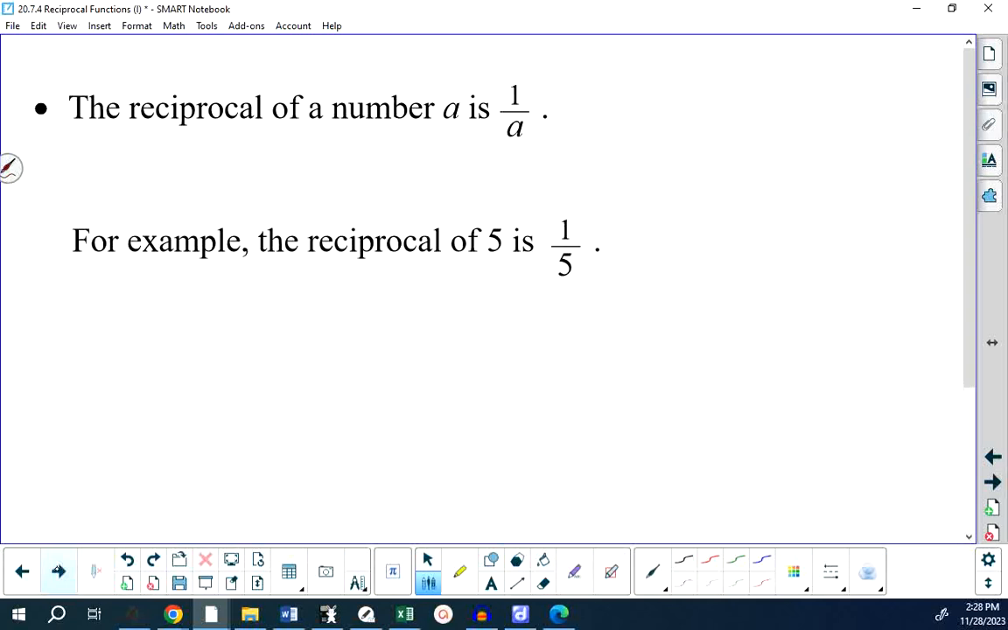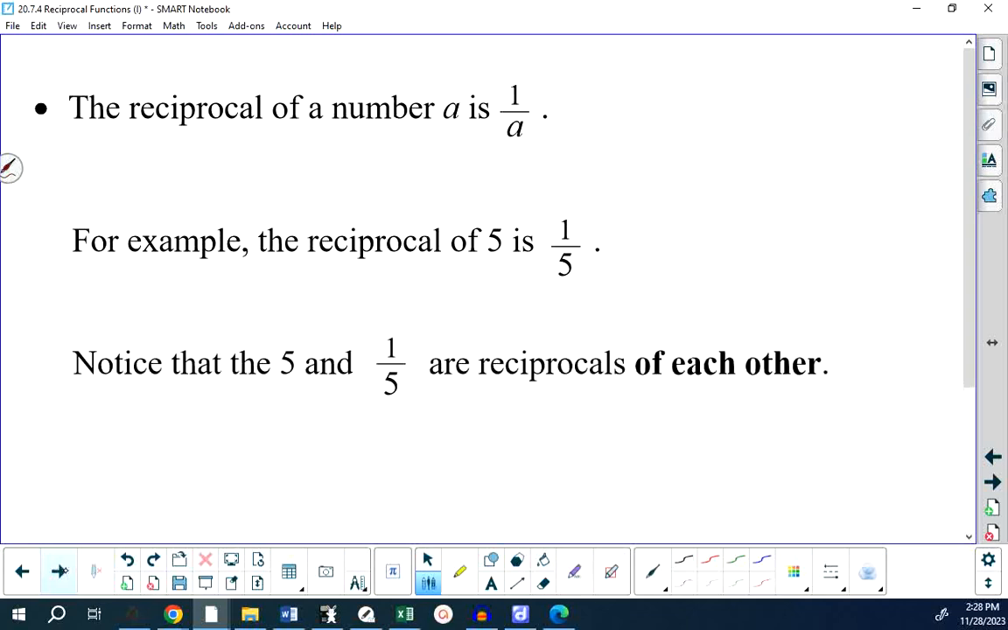For example, if I said, what is the reciprocal of 5? It's 1 over 5. And I want to point something out to you. The reciprocal of 5 is 1 over 5, but the reciprocal of 1 over 5 is 5. So if I said, what's the reciprocal of 1/5? You would say it's 5. And my point is, these numbers are reciprocals of each other. If you know one of them and I say, what's the reciprocal of the other, you just flip it over.